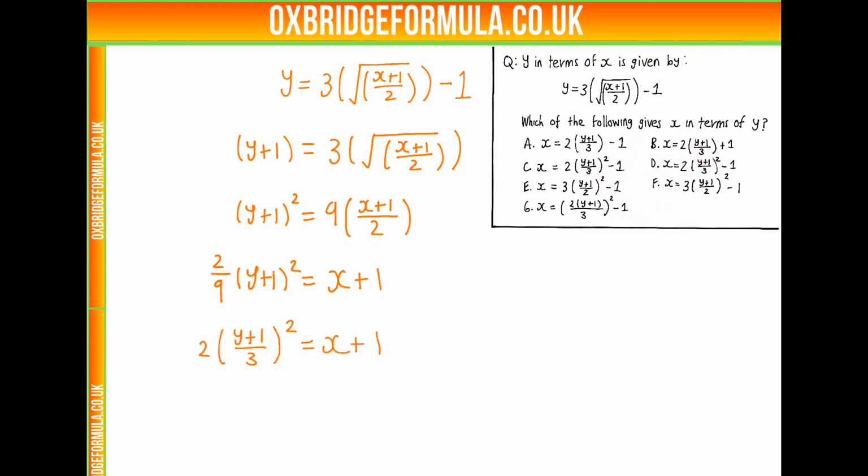So let's do that. So we have 2 lots of (y plus 1)/3, so we change 9 to 3 squared and bring it inside, squared, is equal to x plus 1. And take 1 from both sides and we have a rearrangement. Now, does it match with any of ours here? Indeed it does. It matches with C. And so our answer is C.